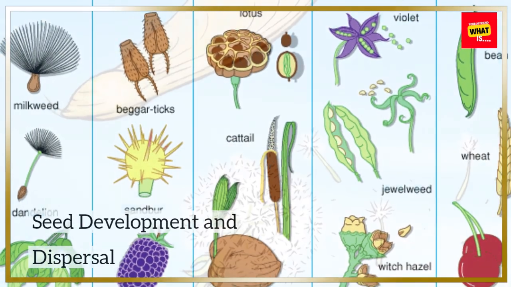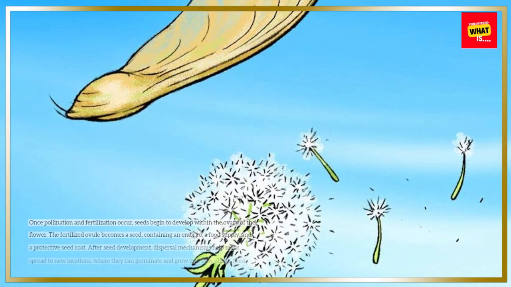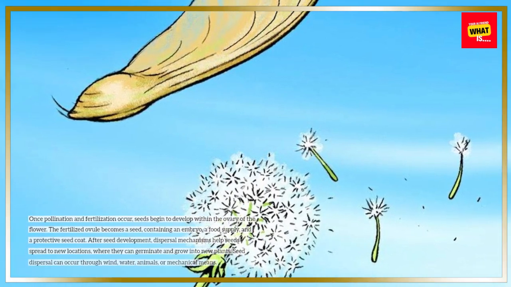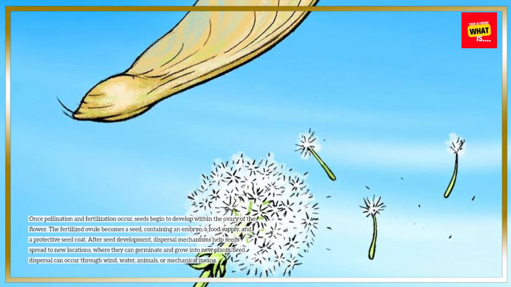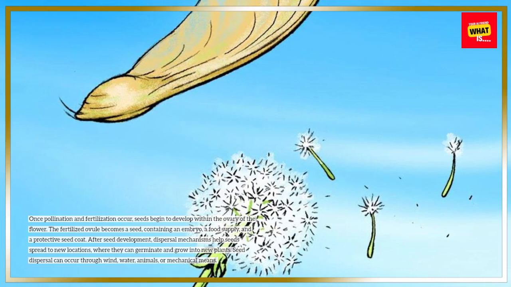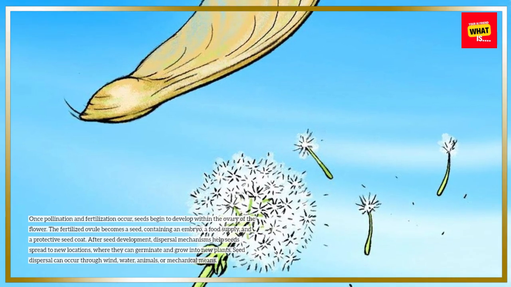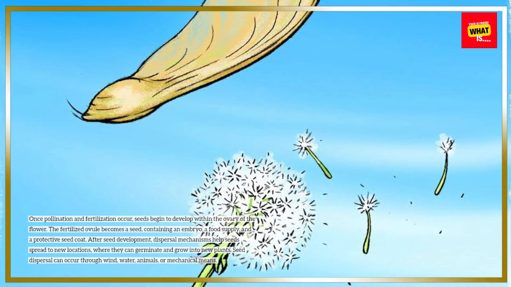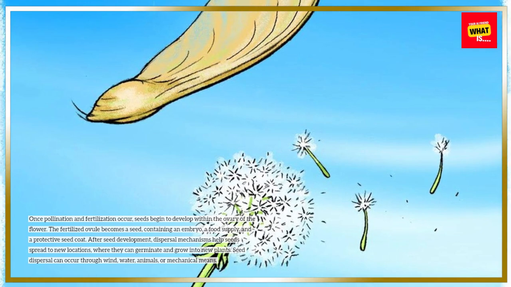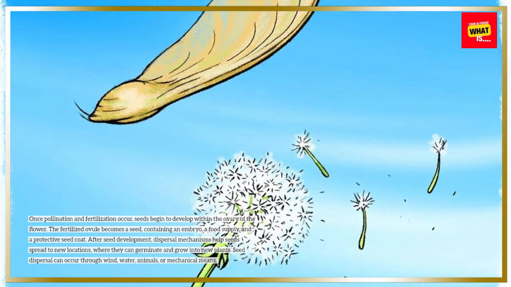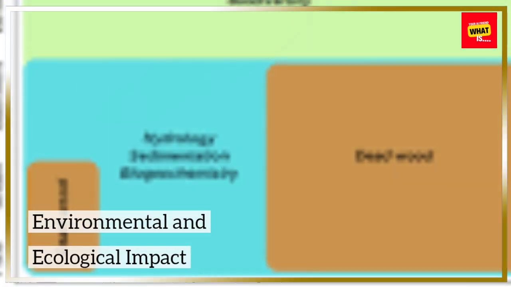Seed development and dispersal. Once pollination and fertilization occur, seeds begin to develop within the ovary of the flower. The fertilized ovule becomes a seed, containing an embryo, a food supply, and a protective seed coat. After seed development, dispersal mechanisms help seeds spread to new locations, where they can germinate and grow into new plants. Seed dispersal can occur through wind, water, animals, or mechanical means.